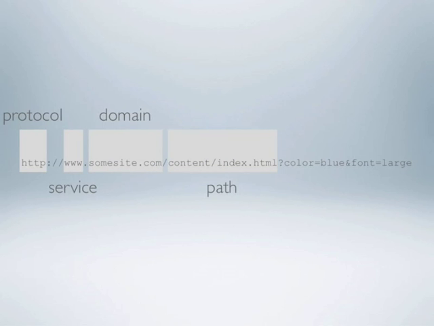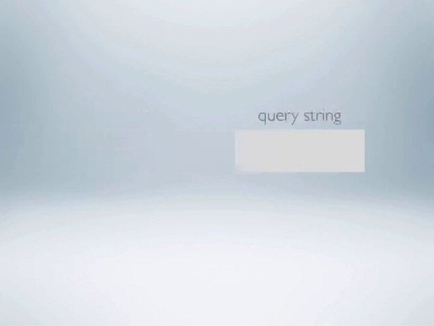Following the path, the most interesting URLs then contain what we're talking about in this episode, which is called a query string. The query string itself is separated from the rest of the URL by a question mark, so you'll always see that there preceding a query string when a query string is present.